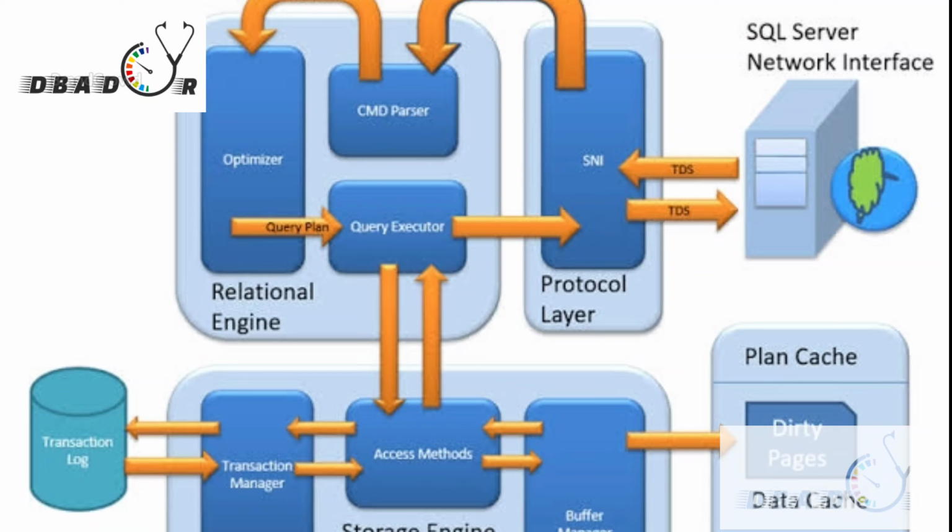SQL Server architecture is designed in three layers, that is, three parts. SQL Server network interface is one part, SQL Server relational engine is one part, and storage engine is one part. We will see them one by one.